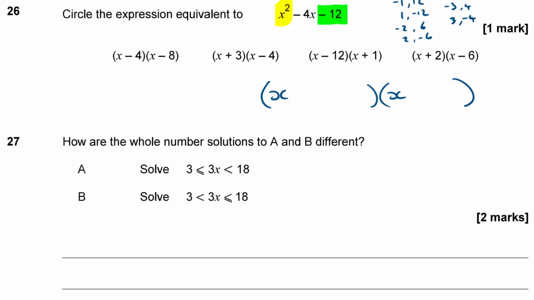So then it's a matter of working out which pair of those is going to deliver us this negative 4 in the middle. So which pairs of these numbers add up to negative 4? And with a little bit of trial and error, you should find out that it's this pair here. 2 plus minus 6 is negative 4. So my solution is going to be x plus 2, x minus 6, which is that one there.